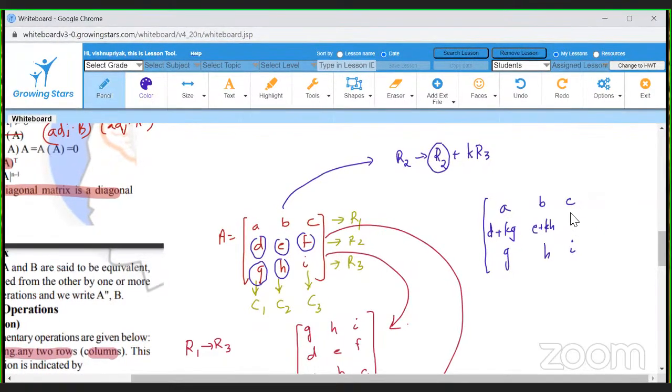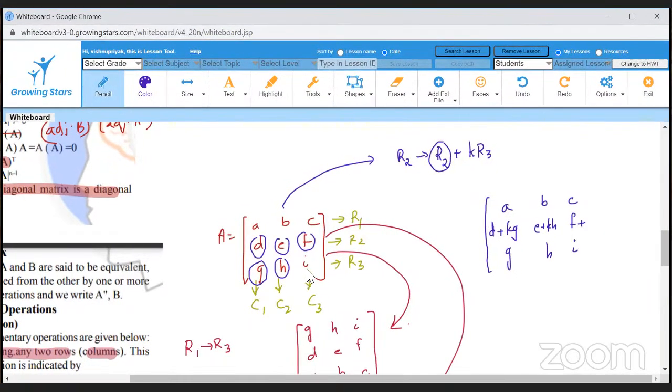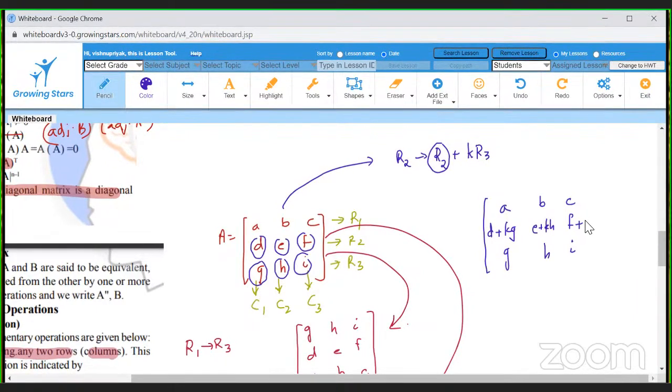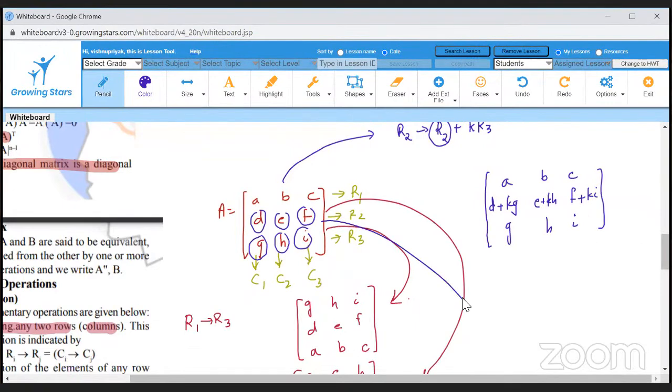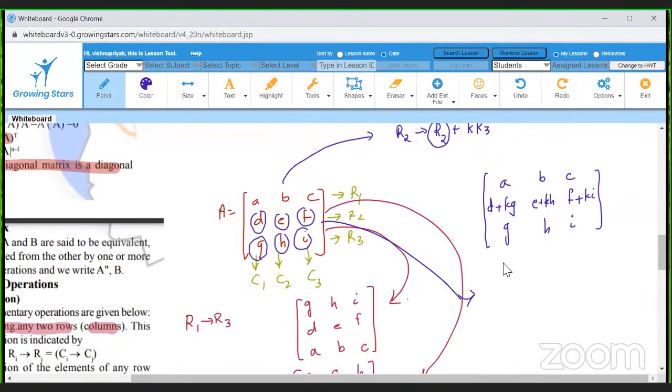Similarly, F will be same. To that I will add, I will multiply with K and I will add. So this is the change I am doing here, and I am indicating it like this also. Not only that, I can do it another way. I'll tell you another way.